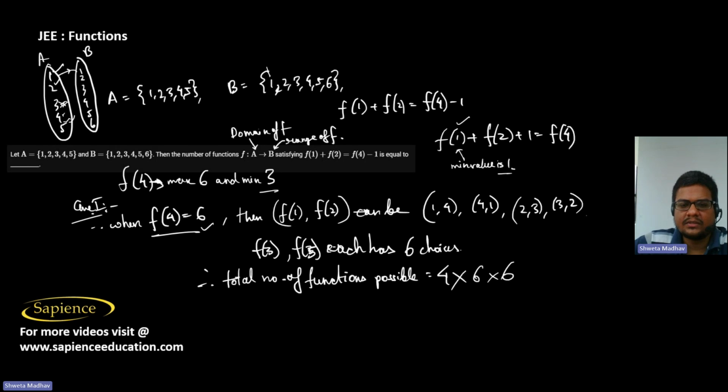And f of 4 has only one choice. So these will be 4, 6 are 24, 24 into 6, that is 6 4s are 24, so 144 functions.